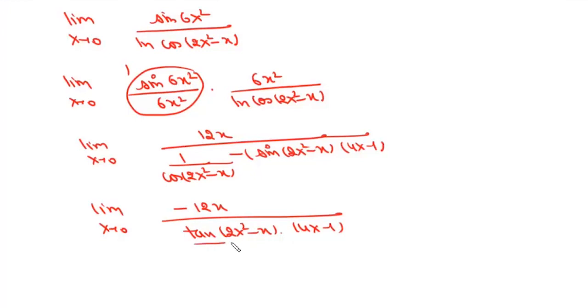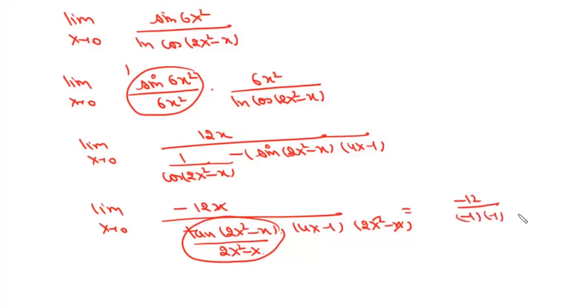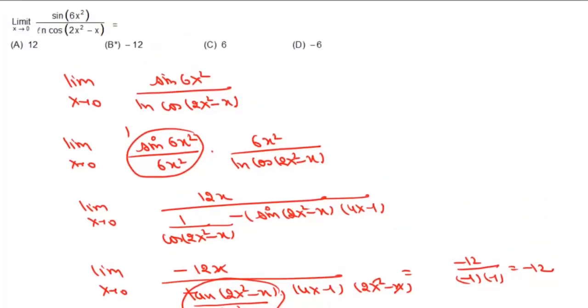Now what we'll do is, we'll multiply and divide everything with 2x square minus x. Now this x will cancel. This is standard limit 1. So we put this limit, we'll get minus 12. This is minus 1. And here also will be this minus 1. So answer to this limit is minus 12. And that's your option B.